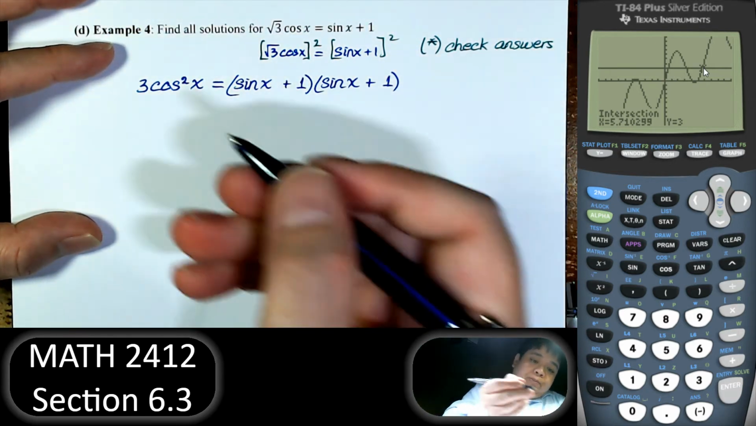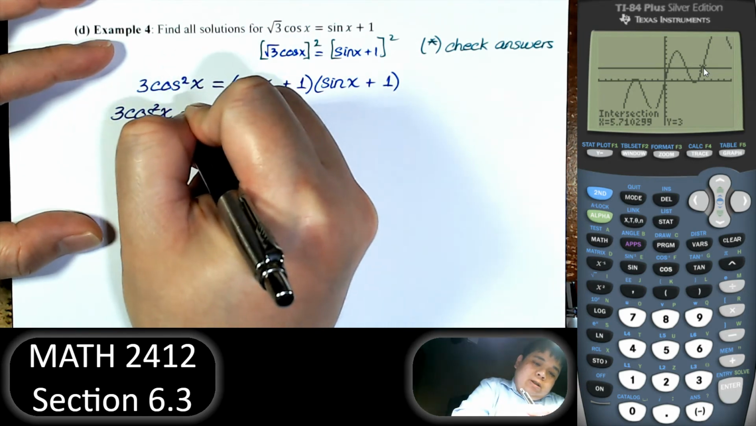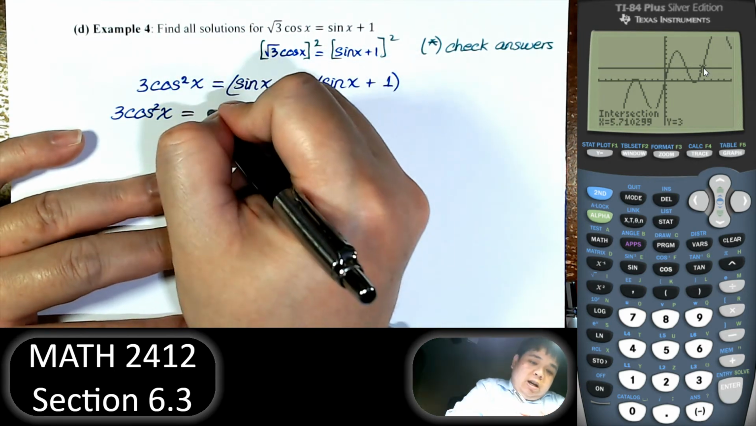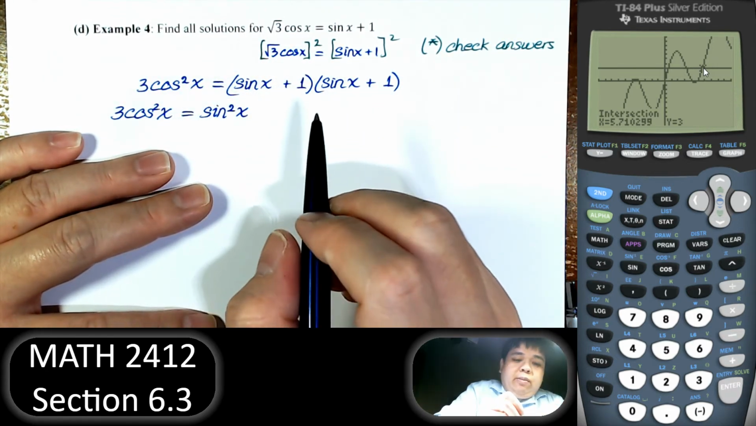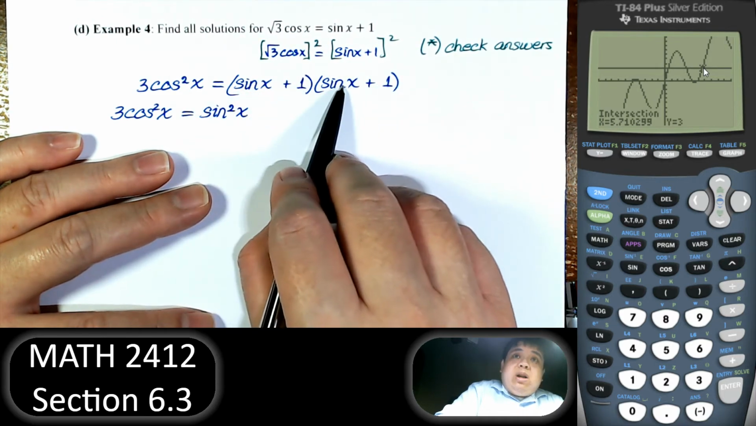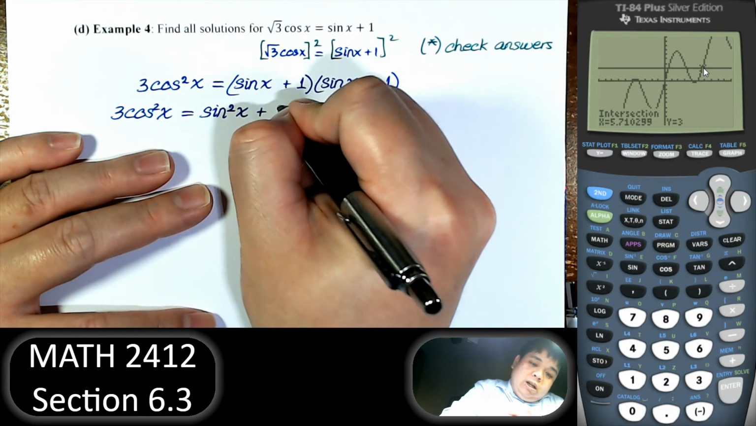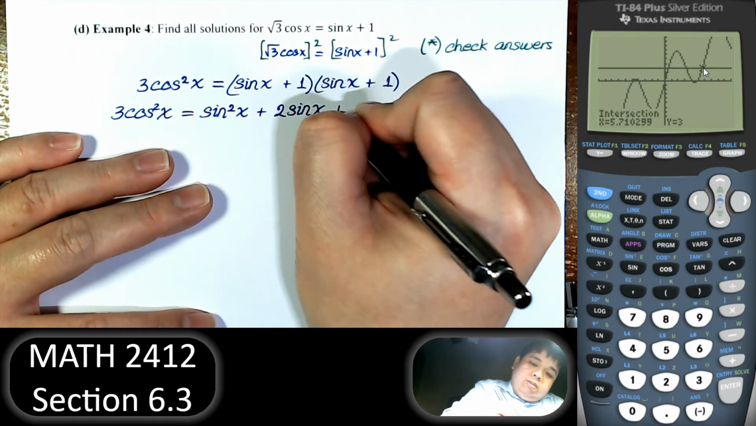Multiply it out. Sine x times sine x, sine square. Sine times 1 is sine, sine times 1 is sine, so that gives us 2 sine x. And then 1 times 1 is 1.